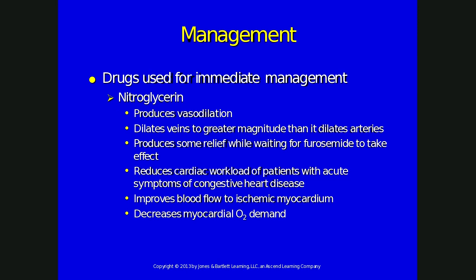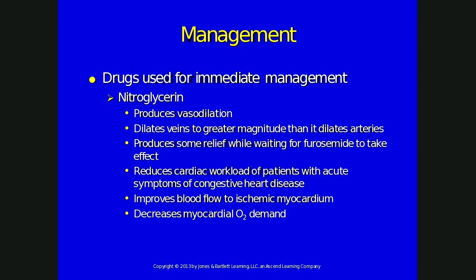Okay, so with nitroglycerin, the purpose of nitroglycerin is to produce vasodilation. It'll dilate your veins to a greater magnitude than it dilates the arteries, and that results in less blood returning back to the heart, so you have less preload. Because you have less preload, you're going to have less work that the cardiac muscle is actually performing, which means the cardiac muscle itself is using less oxygen. Nitro is one of those things that can give your patient a little bit of relief while you're waiting on the Lasix to take effect.